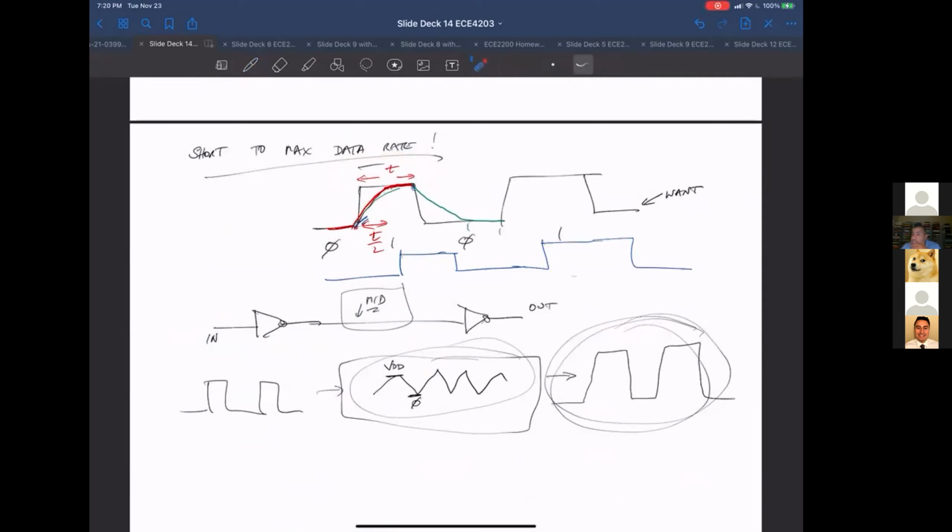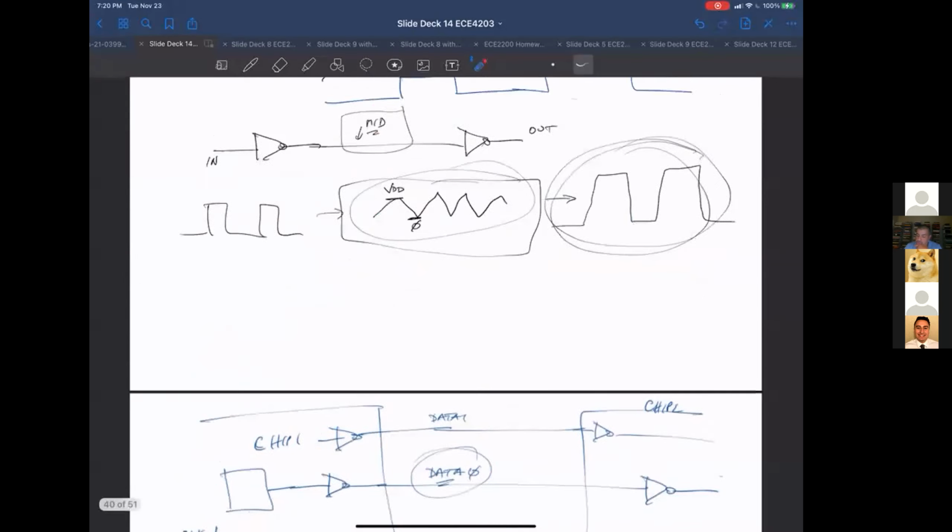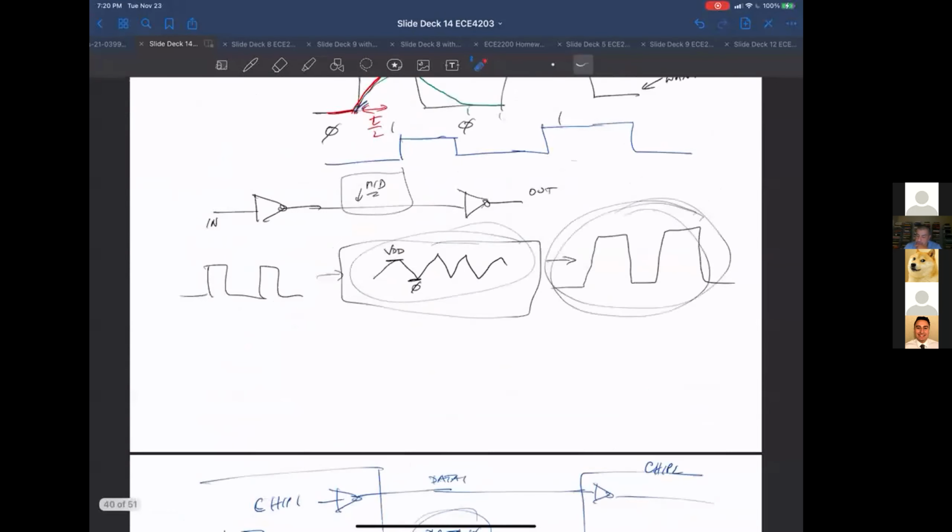Sophia asks, so is max data rate always half of the time the output is one? My output looks like it's reaching clock one for three quarters of the logic one. Sophia, can you tell me more? I'm not sure. Let me actually draw two things for you. I don't know which one of these you mean.